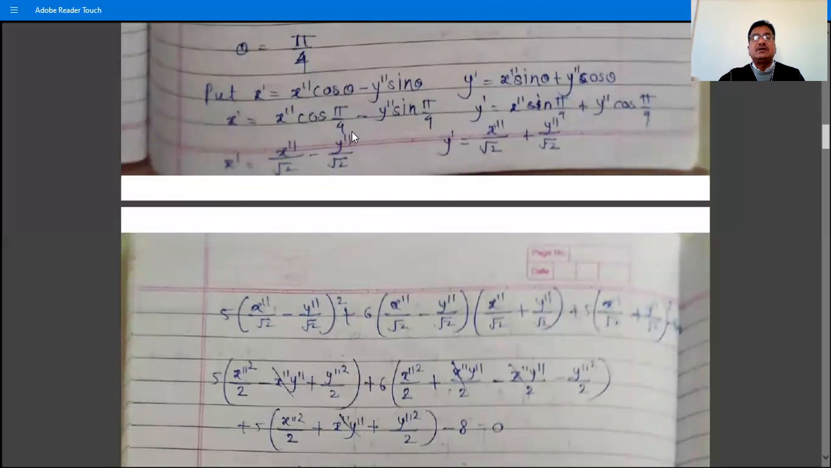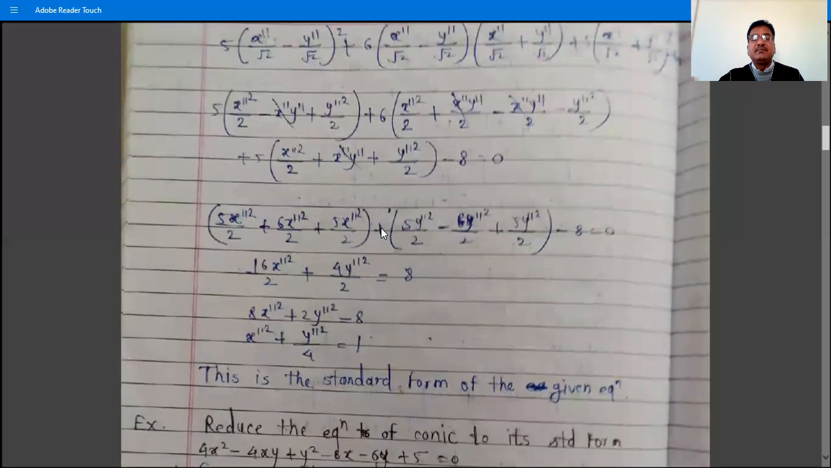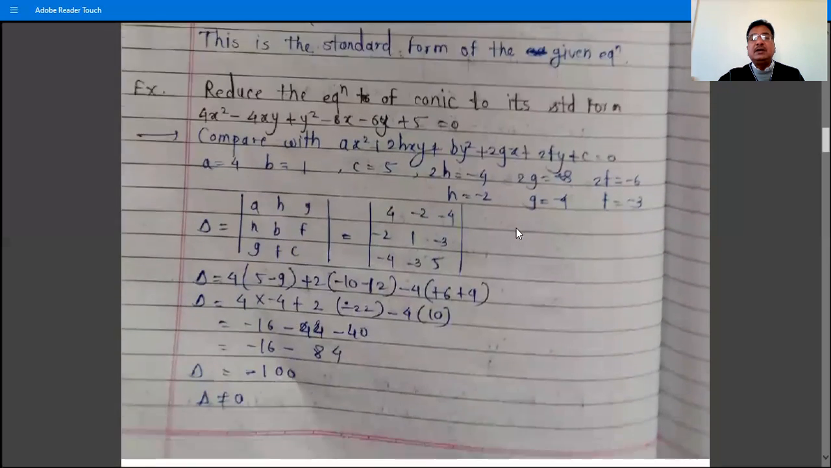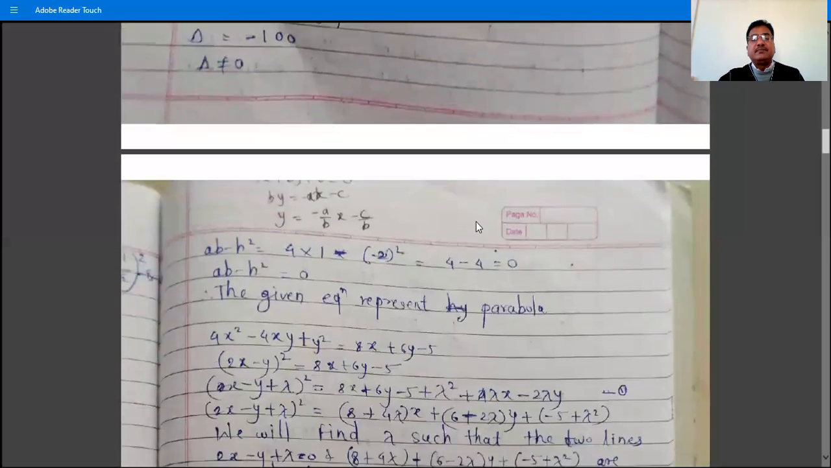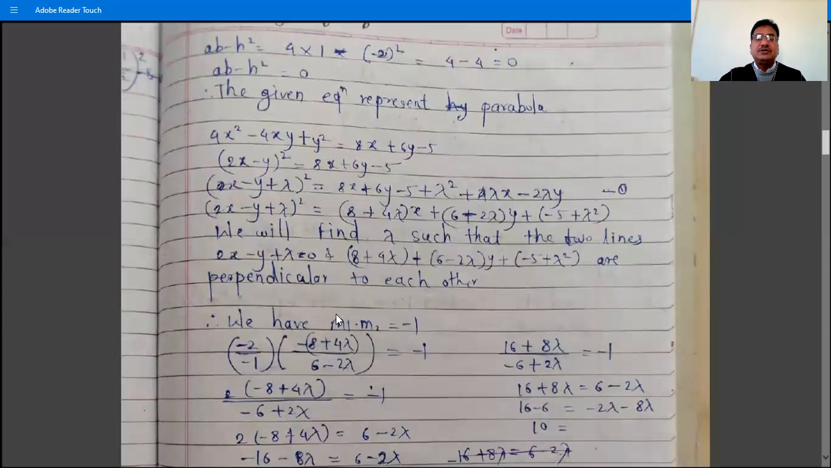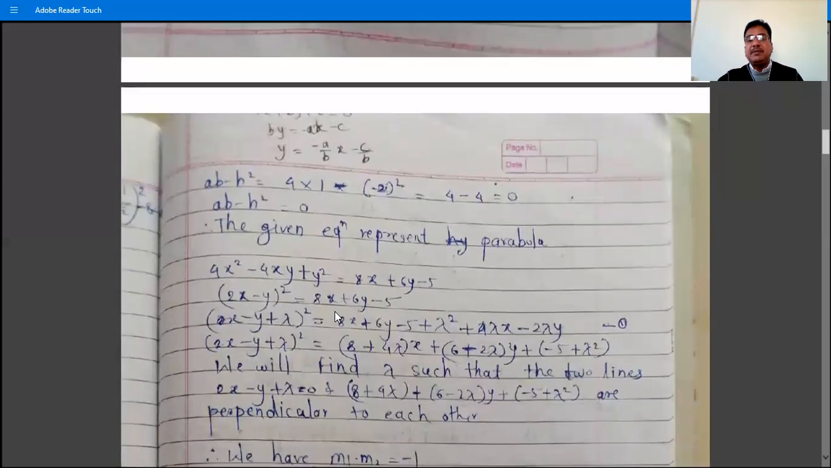That is, substitute x' as x'' cos theta minus y'' sin theta, and y' as x'' sin theta plus y'' cos theta. We get the standard form of the ellipse or hyperbola. But if the equation represents a parabola, then the procedure is somewhat different. In this example, we cover the procedure if the given equation represents a parabola.